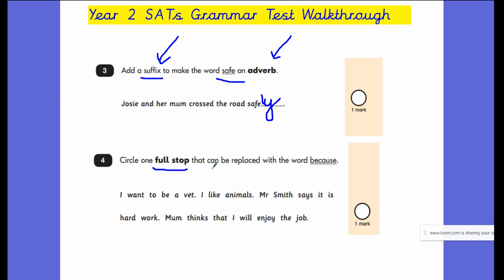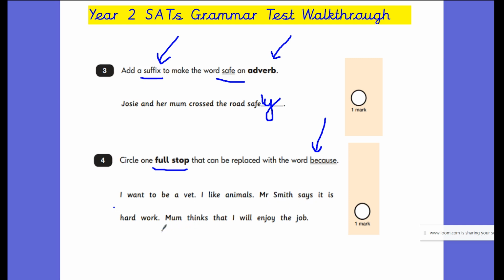Circle one full stop that can be replaced with the word because. So here, this is checking the children's understanding again of conjunctions. Because is a subordinating conjunction. And which full stop could be taken out here and be replaced with the word because? So moving away from a simple sentence to a more complex sentence. I want to be a vet. Full stop. I like animals. Mr. Smith says it is hard work. Mum thinks that I will enjoy the job.